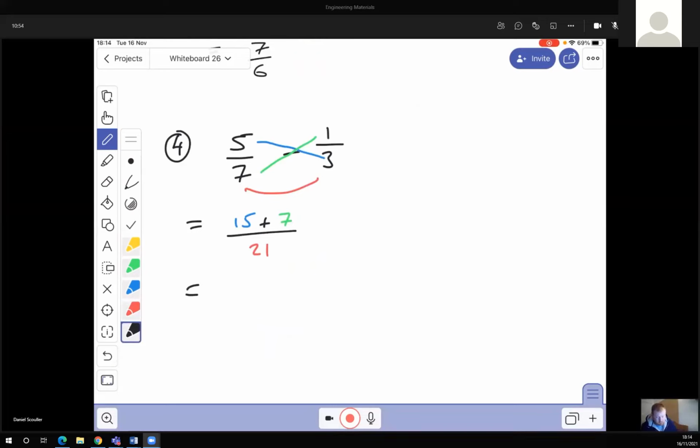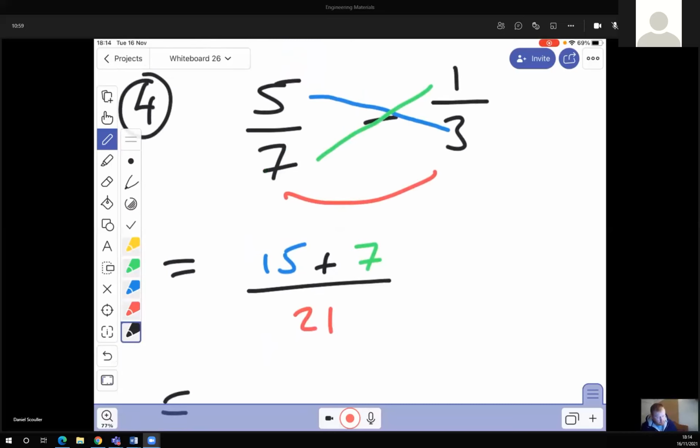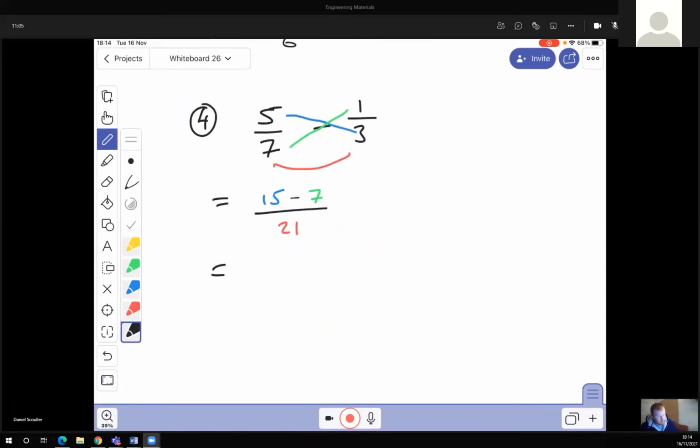What does that bring us to? Oh no, sorry, it was a negative. That was close. Be very careful, that sign in the middle is a negative. So 15 minus 7 leaves us with 8. 8 over 21. We can't simplify that down. Sometimes at this stage you'll be able to simplify, but there's nothing that goes into 8 and 21, so that's as simple as it can possibly be.